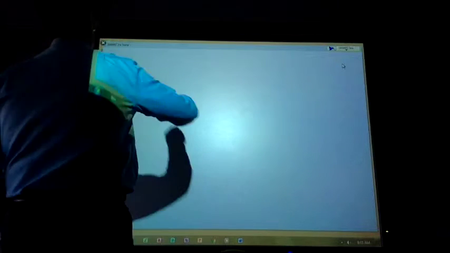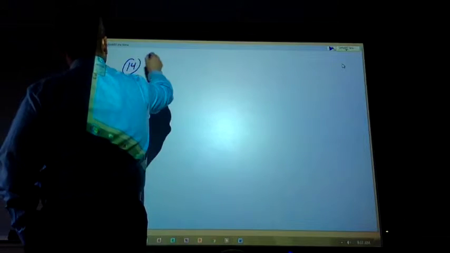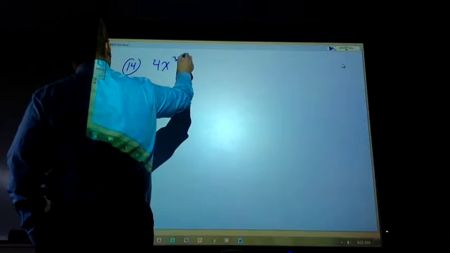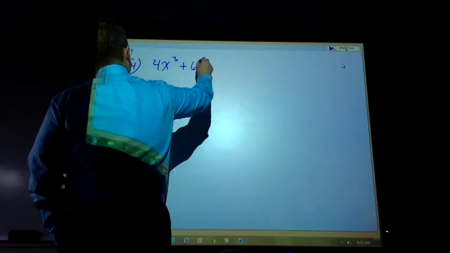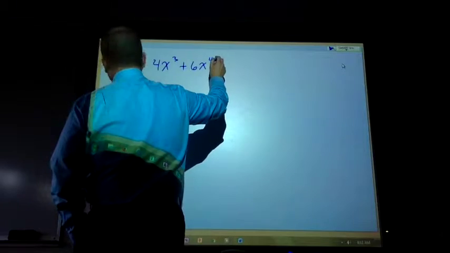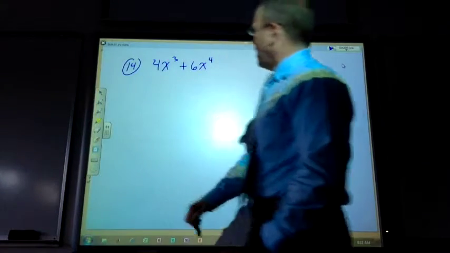I hate 14 because I didn't get it. Do you have 14 right there in front of you so you can tell me what it says? Yes, it's 4x to the third power plus 6x to the fourth power. That's it? Yep. Just like that?